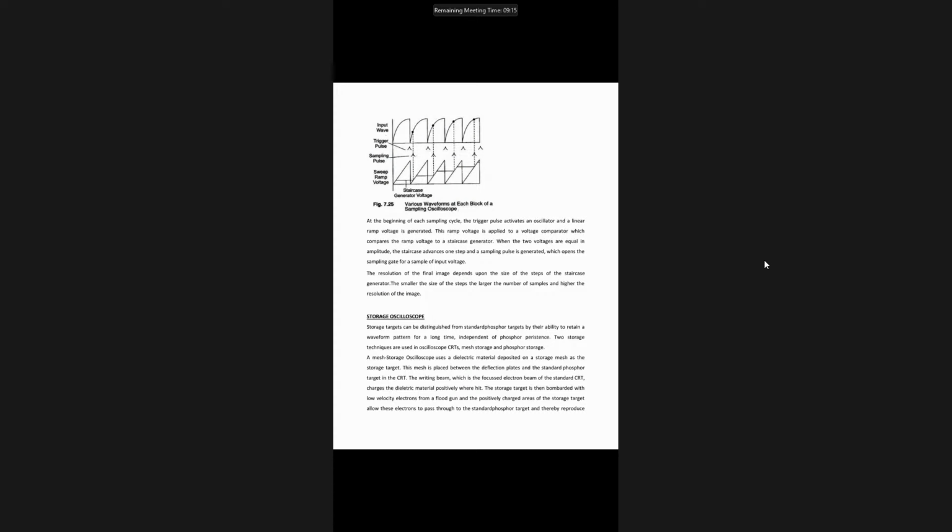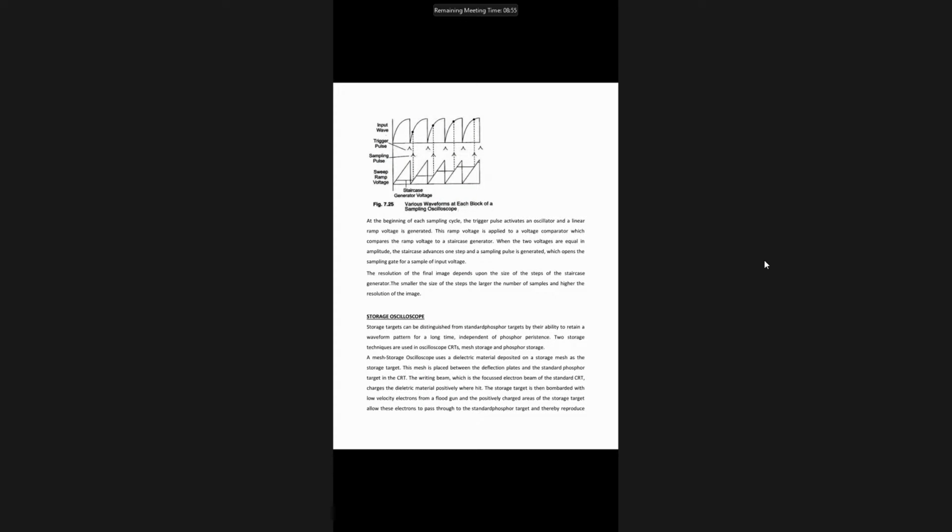So two storage techniques are used in oscilloscope CRTs, mesh storage and phosphor storage. Here there are two types of technique we are using for the storage oscilloscope, that is the mesh storage and the phosphor storage. So the first one is the mesh storage oscilloscope.